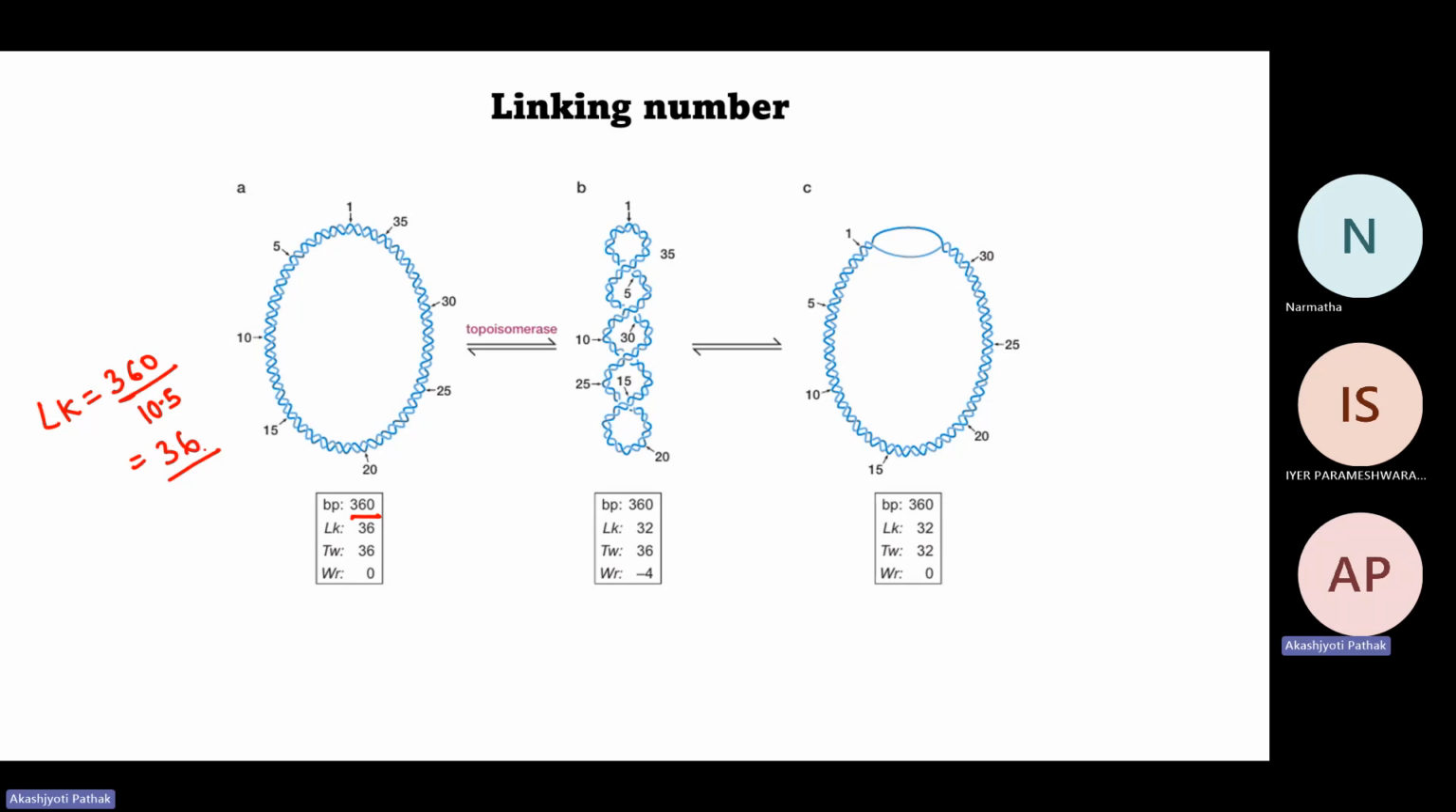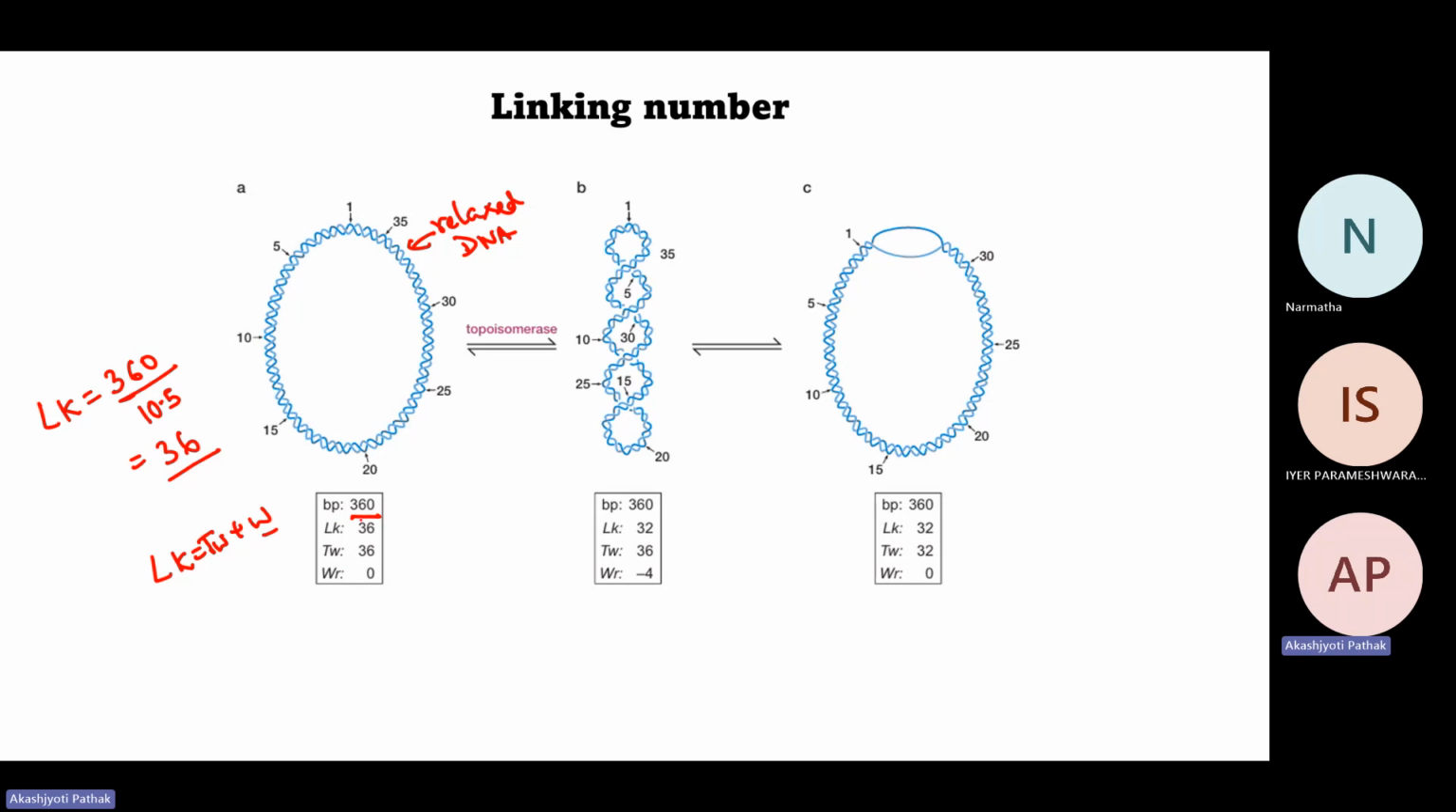So the linking number is 36, which means that there are 36 times in which the second strand has wound around the first strand. And the twist will also be equal to 36, because linking number is equal to twist plus writhe, and this is a relaxed DNA. So in a relaxed DNA, the linking number will always be equal to the twist.